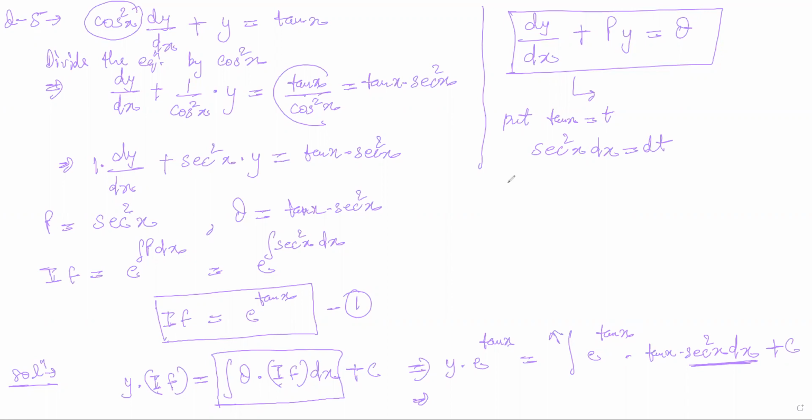Hence, just for the integration of this, I'm talking about integration of this only: e to the power t into, we got tan x, which will become t, into dt. This integration changes to this. So this is nothing but y into e to the power tan x is equal to the integral of e to the power t into t dt plus c. After this point, how can we integrate?